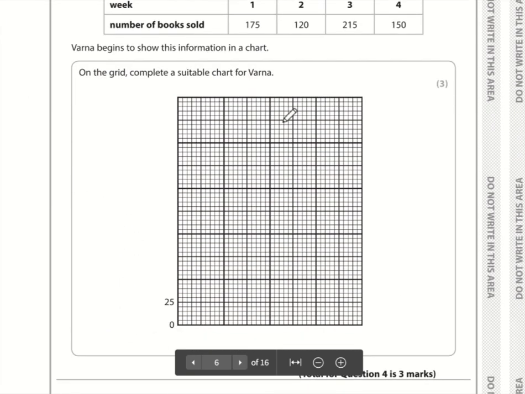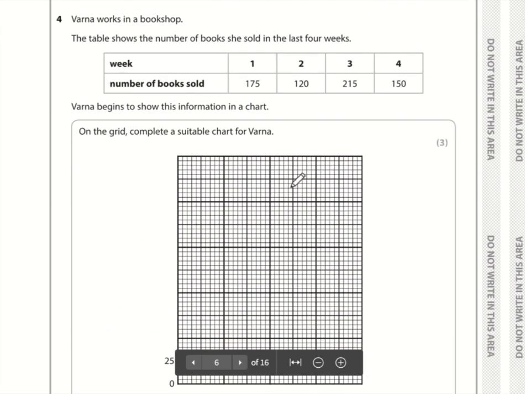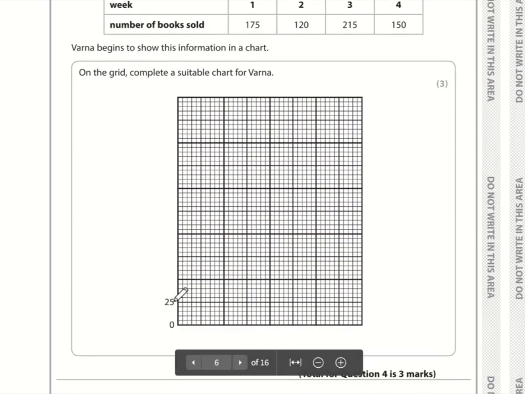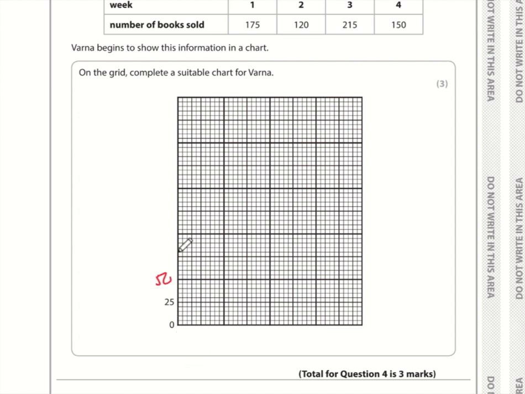Okay, question number 4. So we just need to put this on the grid, so we can see we've got 25 up the side, so this is going to be the number of books sold. So if each half square is 25, then that is going to be 50, 75, 100, 125, 150, 175, 200. We don't need to go any higher than that, but we can if we want to. So I'll put a title, number of books sold. It's not in thousands or anything, nope.